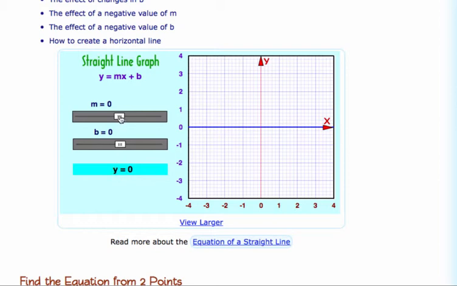Okay, how about y equals x? So to get that, we'd have to have an m number of 1. Y equals x, y equals 1x, same thing. And then y equals negative x, or y equals negative 1x. Our m number would be negative 1. Y equals negative x.